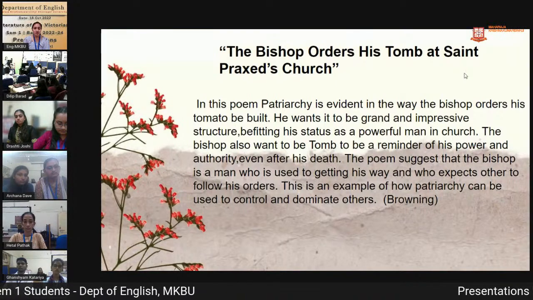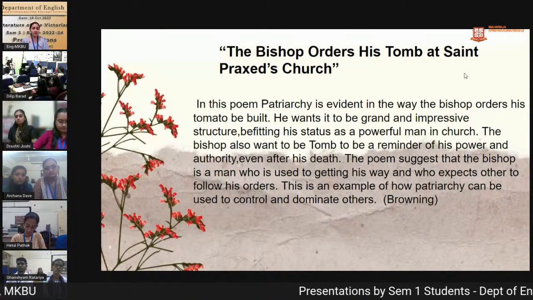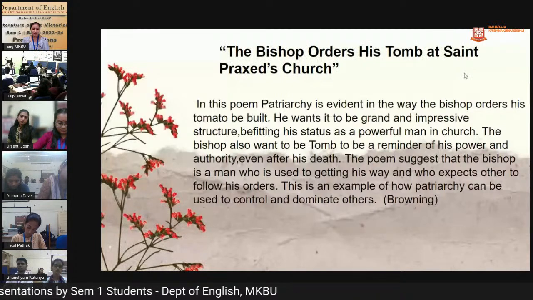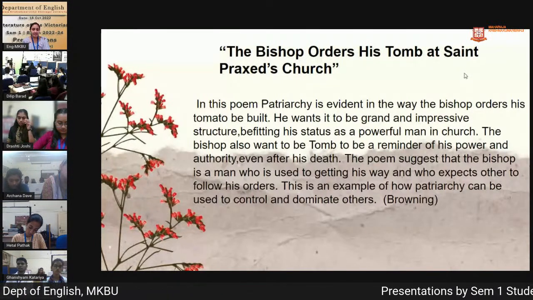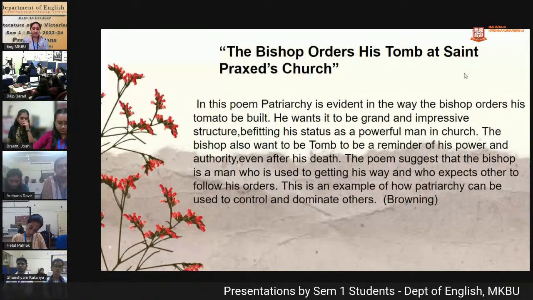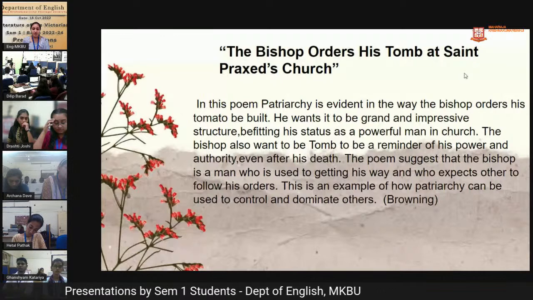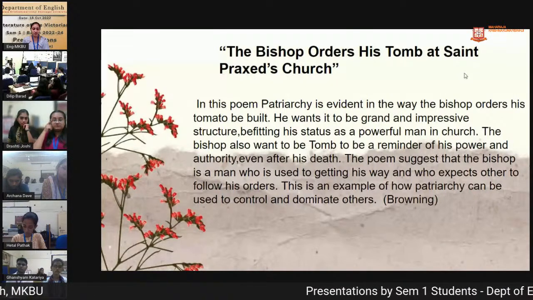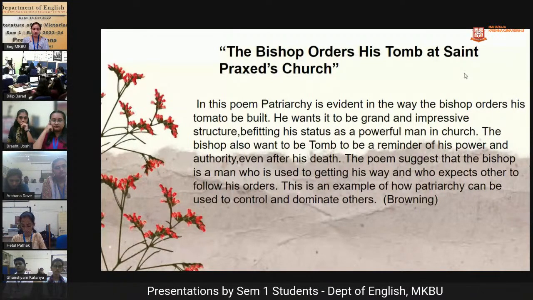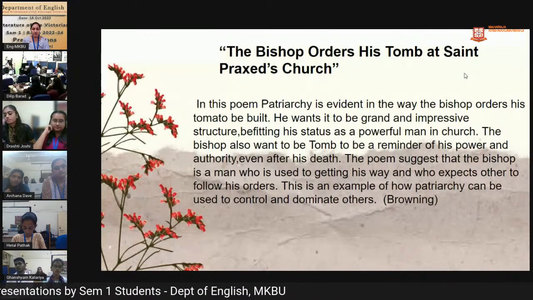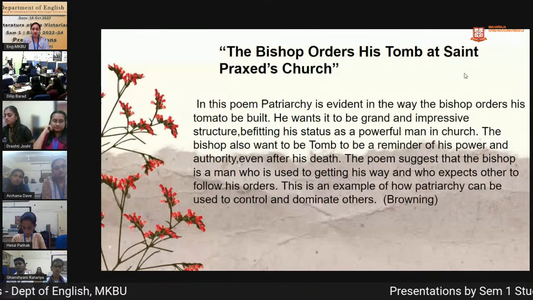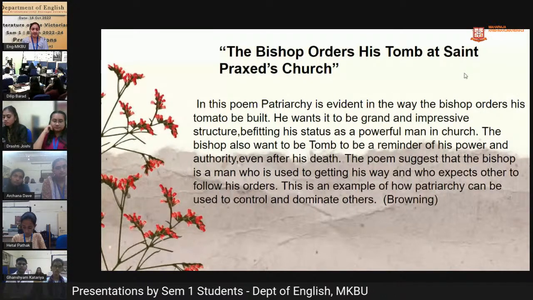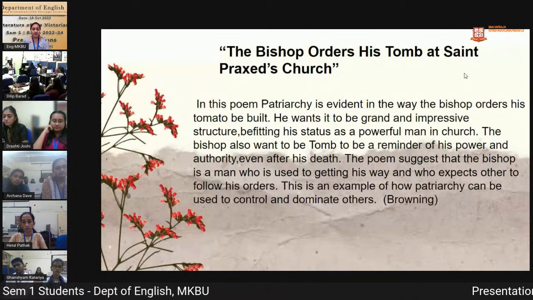The poem The Bishop Orders His Tomb at Saint Praxed's Church is about patriarchy. In this poem, patriarchy is evident in the way the bishop ordered his tomb to be built. He wants it to be a grand and impressive structure, befitting his status as a powerful man in the church. The bishop also wants the tomb to be a reminder of his power and authority even after his death. The poem suggests that the bishop is a man who is used to getting his way and who expects others to follow his orders. This is an example of how patriarchy can be used to control and dominate others.